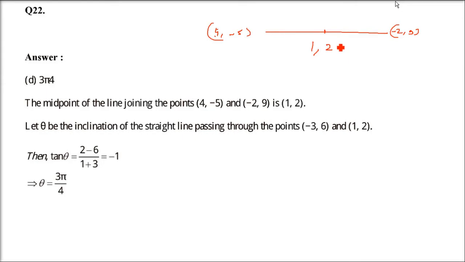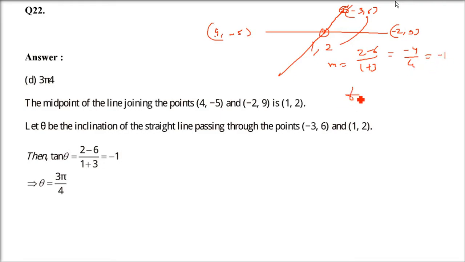Now inclination of the straight line passing through the points, this -3, 6 and 1, 2. So we have -3 and 6 and we also found the midpoint. What is the inclination? It's m. So y2 minus y1 by x2 minus x1 is the straightforward answer. So 2 minus 6 divided by 1 minus of -3, that is 1 plus 3. So 2 minus 6 by 1 plus 3, that is -4 by 4, you get -1.